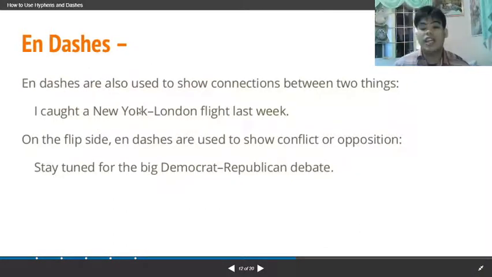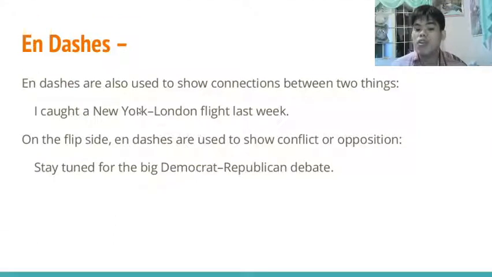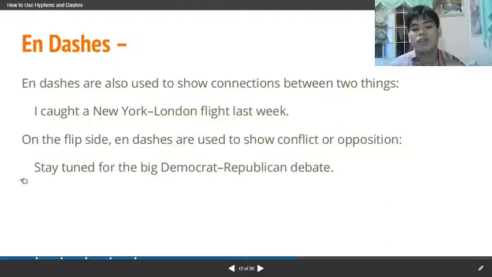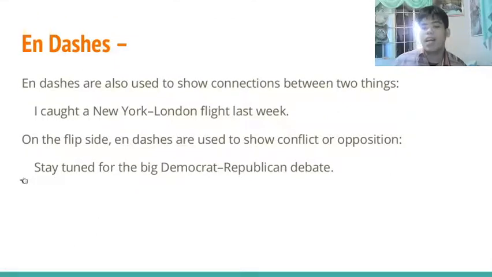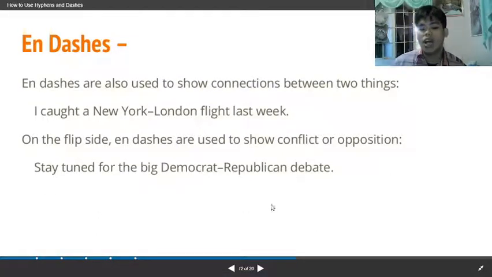On the flip side, en dashes are used to show conflict or opposition. So they can show connectability, or how things are connected, but they can also show how things are different as well. For example, stay tuned for the big Democrat–Republican debate. So we have here Democrat and Republican. These two are different. Side note, these are different.